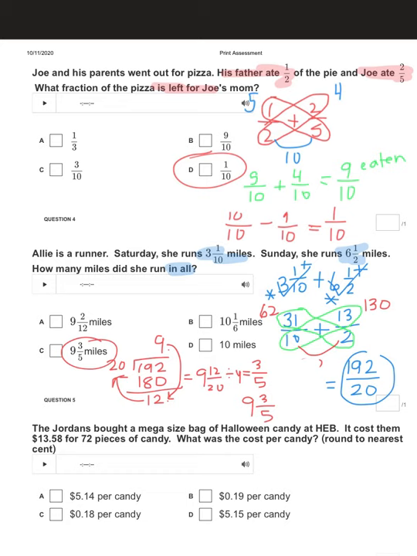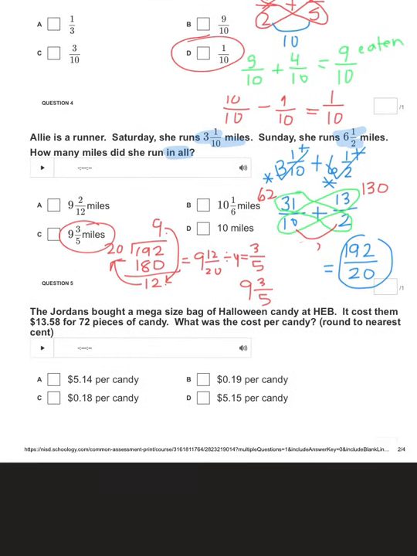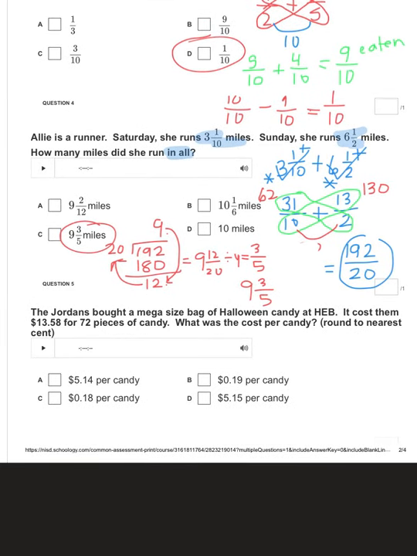Okay, next one. The Jordans bought a mega-sized bag of Halloween candy at H-E-B. It cost them $13.58 for 72 pieces of candy. What was the cost per candy? Round to the nearest cent. Remember, the nearest cent is 2 numbers after the decimal place. So right now we have $13.58 for 72 pieces.